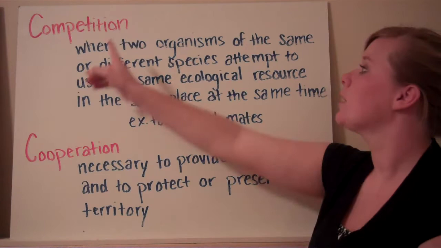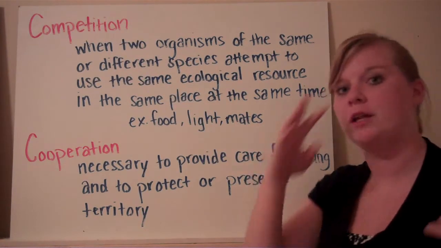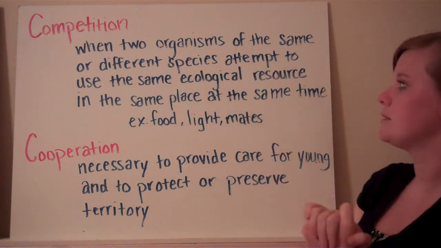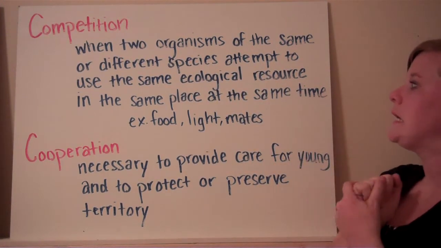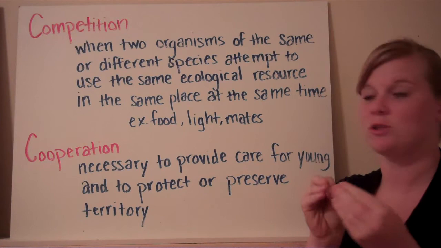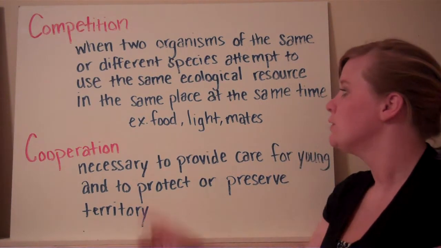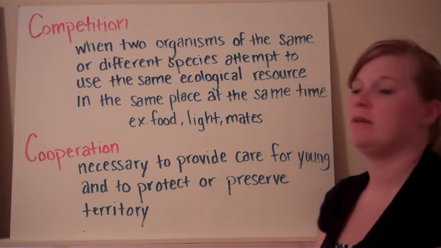Then we also have competition and cooperation. Competition, just like amongst people, is when two organisms of the same or different species attempt to use the same ecological resource in the same place at the same time. So food, sunlight, or even mates.